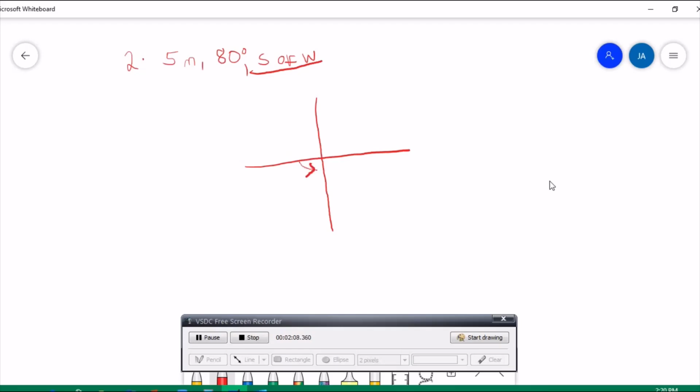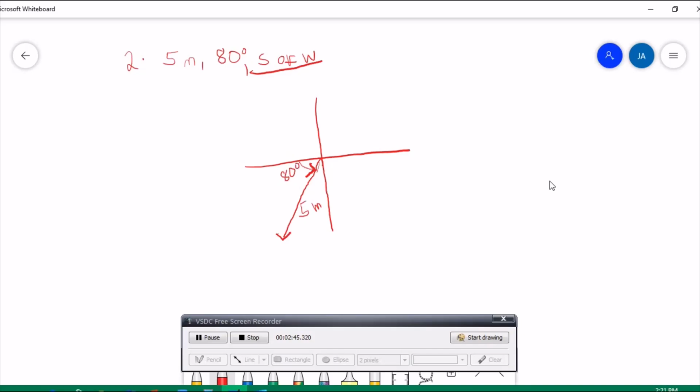Now we have 5 meters. Let's say, for example, 1 inch of your ruler is equal to 1 meter. So you will have to measure 5 inches using your ruler. So let's say, for example, this is already 5 inches. Then since it's a vector, you have to put the arrowhead. And then this is 5 meters. And the angle will be 80 degrees. Now, so that's your graph for this vector.